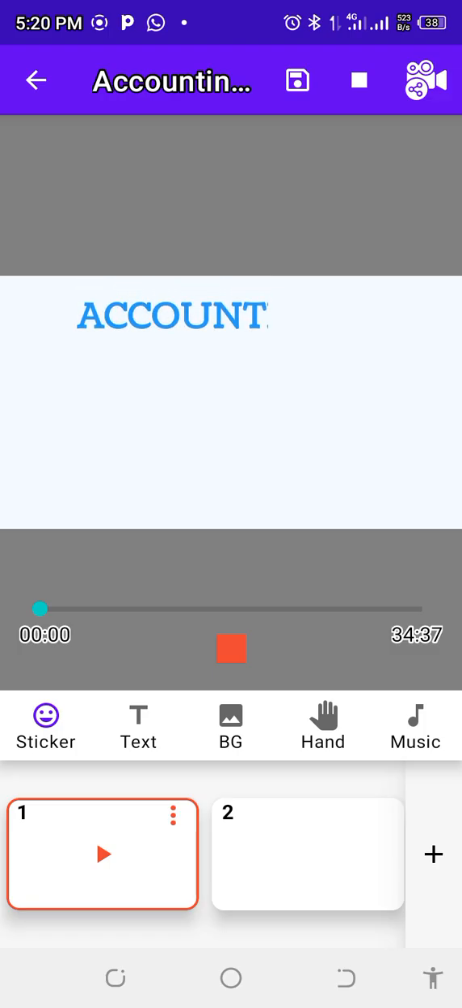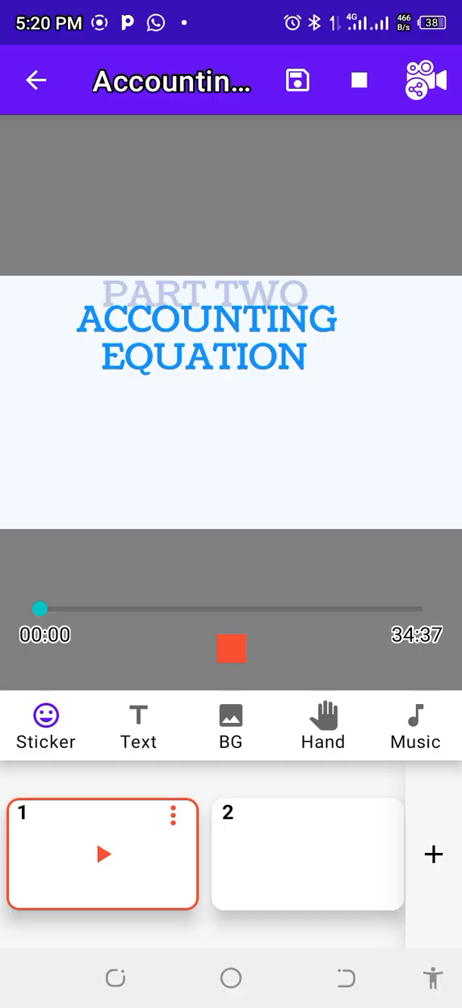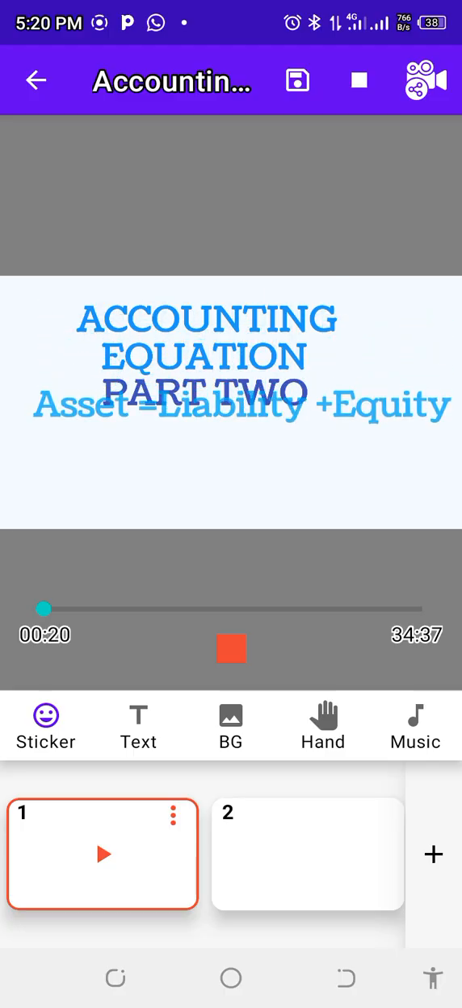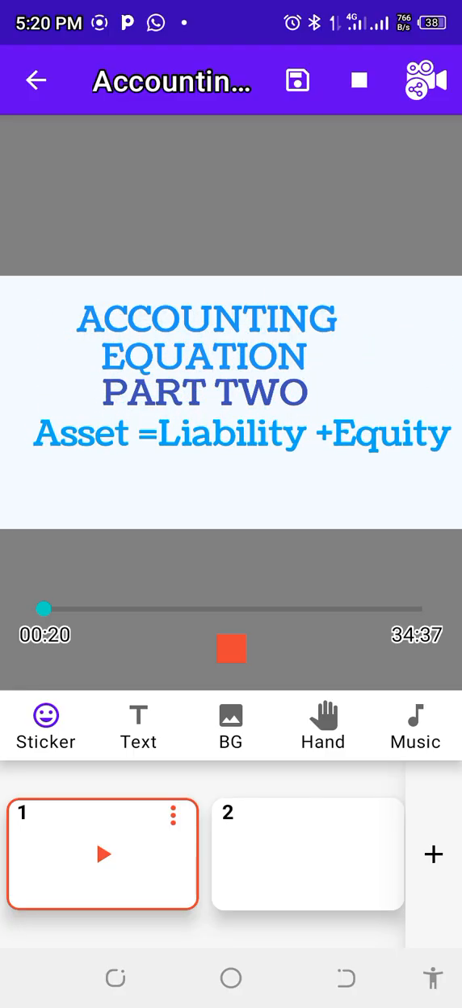In this section, you will learn the mathematical aspect of the accounting equation. We will solve some calculations to show the relationship between the components of the accounting equation. Without wasting time, get set with your writing materials. Let's dive in.